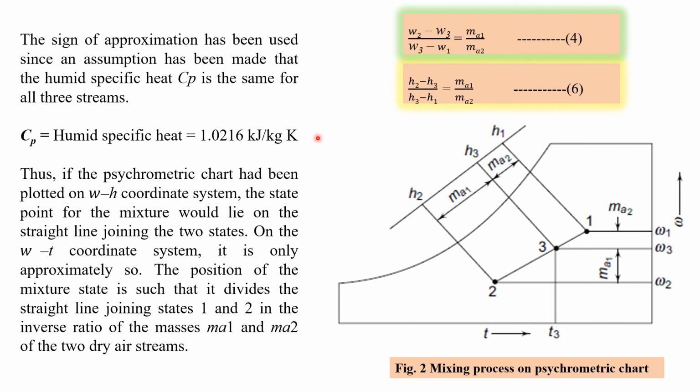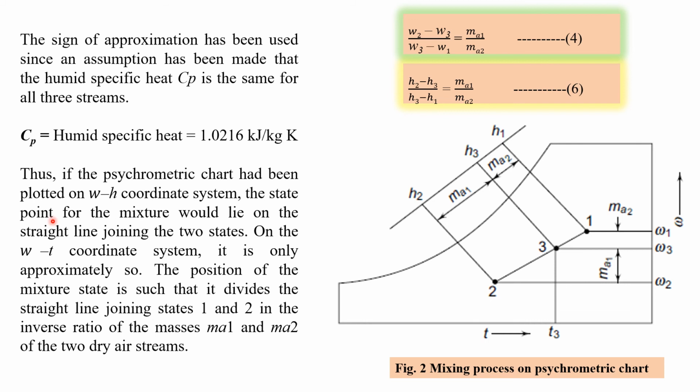So when we look at equation number 4 and equation number 6, expressed for the specific humidity, the ratio of the specific humidity differences and the ratio of the enthalpy differences, the right hand side of equation number 4 and equation 6 are the same. So thus, if the psychrometric chart had been plotted on specific humidity versus enthalpy coordinate system, the state point for the mixture would lie on the straight line joining the two states. On the specific humidity versus DBT coordinate system, it is only approximately so.